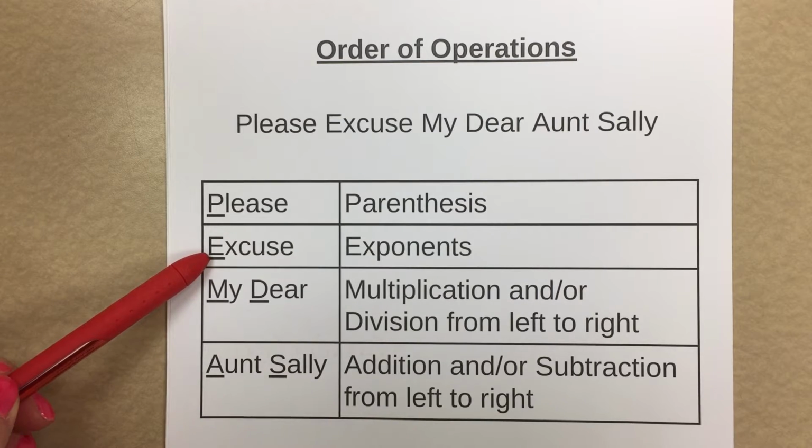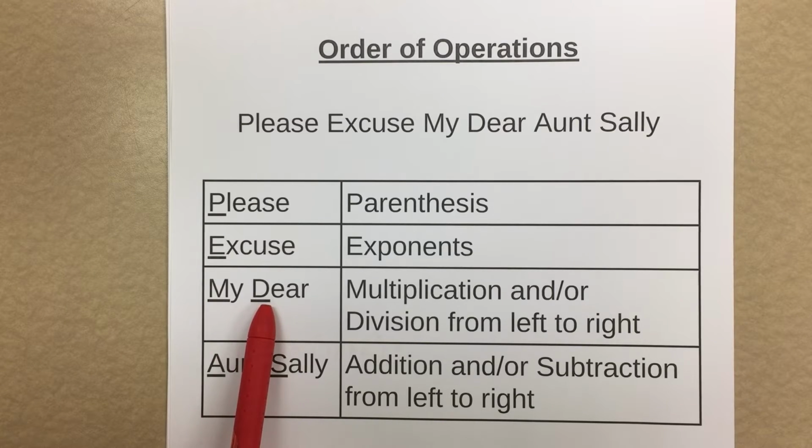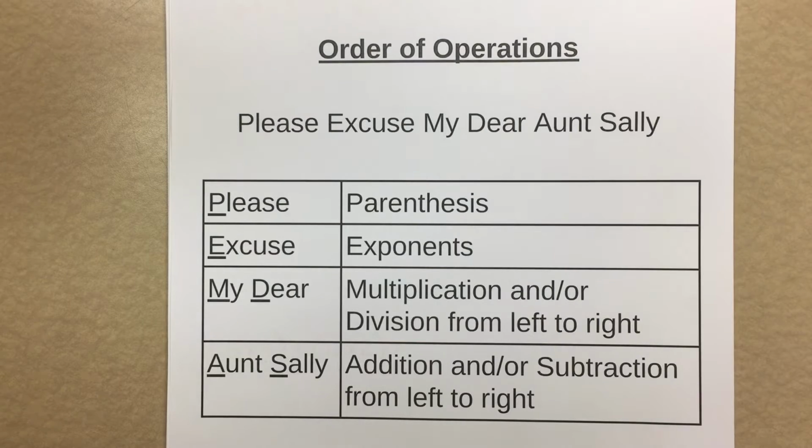The next thing that you do is any exponents, if you have them. The next thing that you would do is multiplication and division from left to right. So whichever one comes first from left to right, that's the one that gets done. And then finally, any addition or subtraction that you have from left to right.